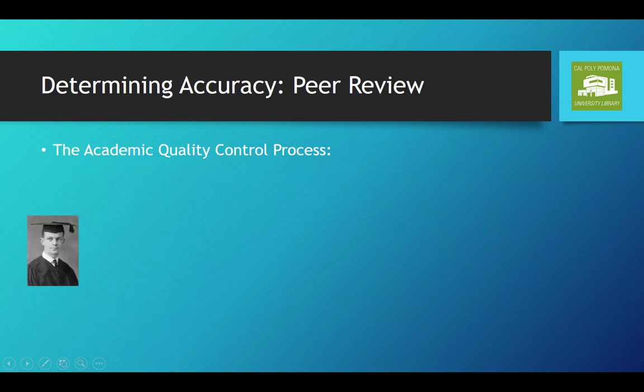So how do you know if the information you found is accurate? Well, when dealing with scholarly sources, the way we ensure accuracy is through the process of peer review. What is peer review? Peer review is basically academic quality control.